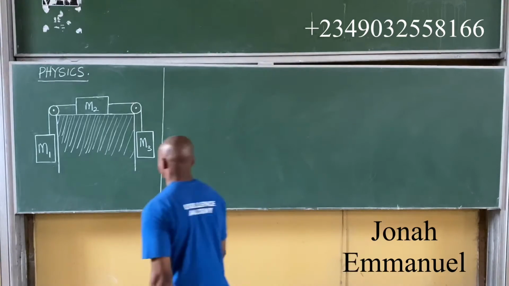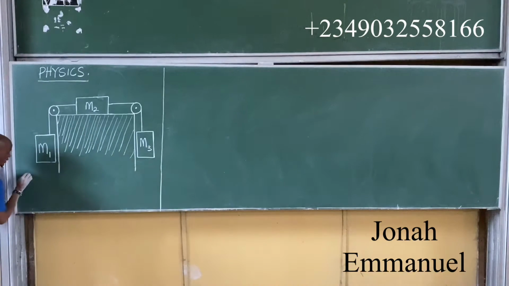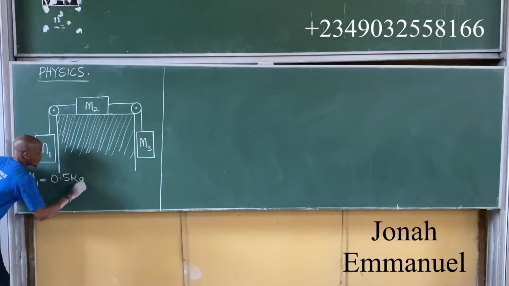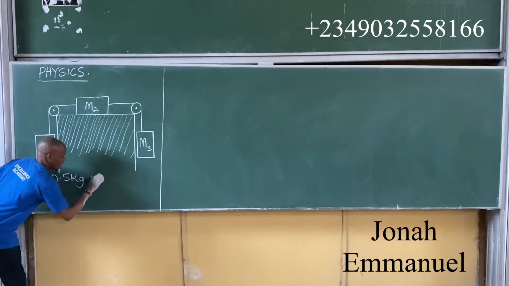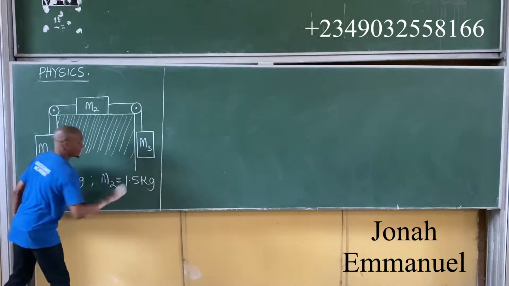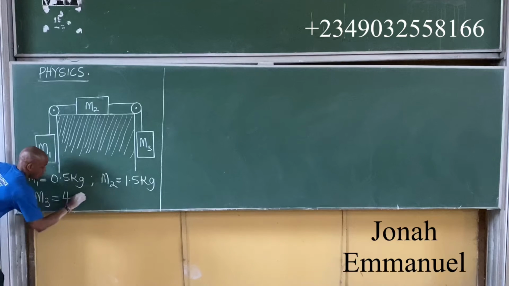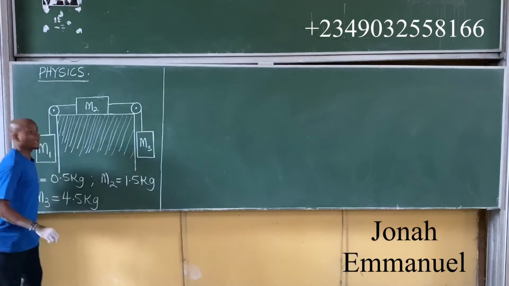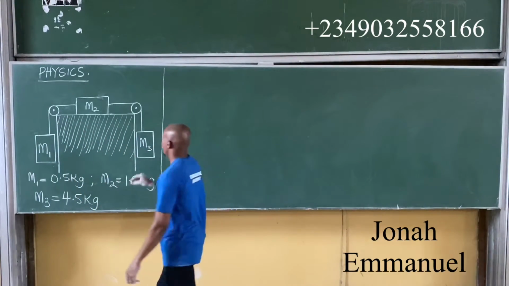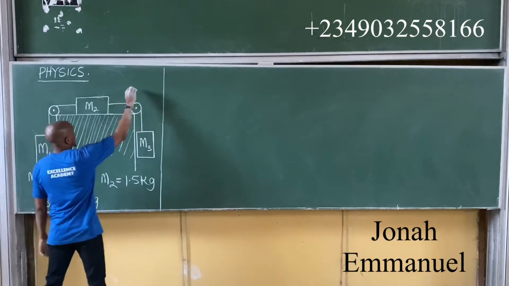How do we do this? First of all, please help me recall M1. M1 we said is 0.5 kilogram. M2 is 1.5 kilogram. M3 is what? 4.5 kilogram. So what's the direction here? To go this way.